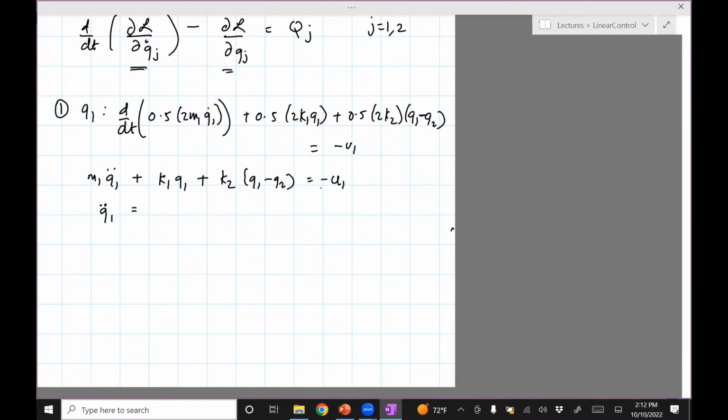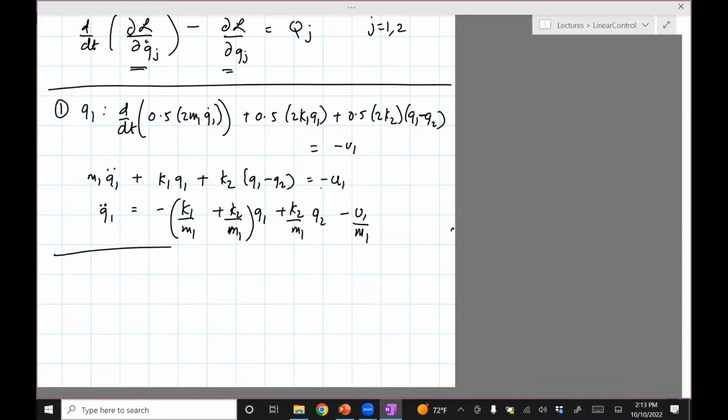If you do that, you'll get Q1 double dot equals minus K1 divided by M1 plus K2 divided by M1 times Q1, plus K2 divided by M1 Q2, minus U1 divided by M1. Okay, let's do the same thing for Q2.